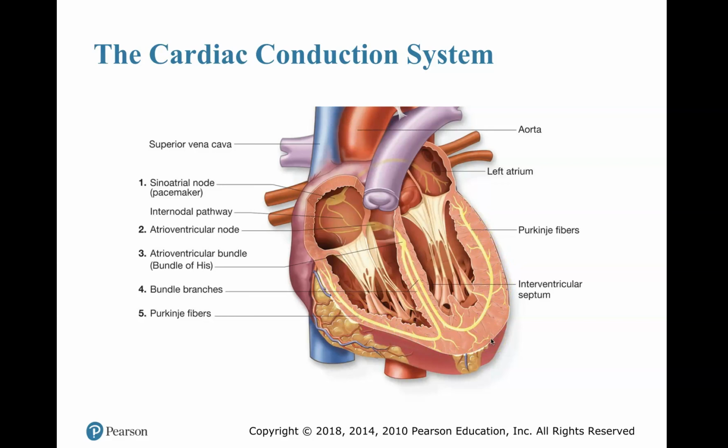The Purkinje fibers. Now, what's going on here, you say? This looks like some kind of vessel. It is not. It is an electrical pathway. The SA node gives a beat, causing the atria to contract, and then sends the electrical impulse to the AV node, causing the electrical signal to go through the bundle branches and the Purkinje fibers, which cause the ventricles to contract. You need to know this as well. Very, very important.